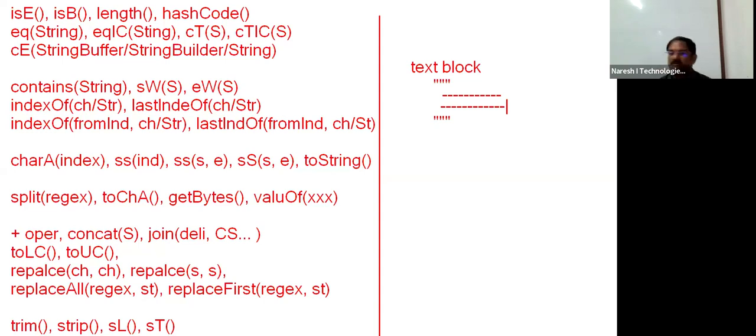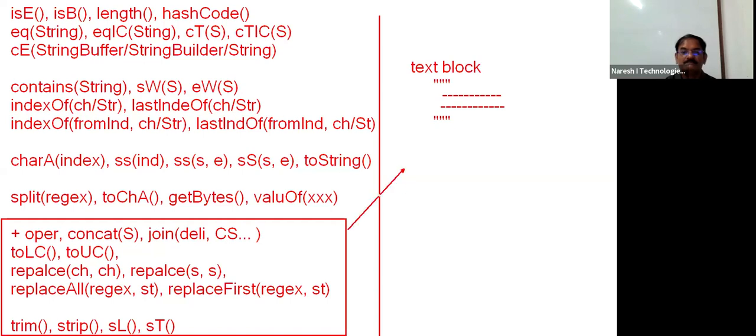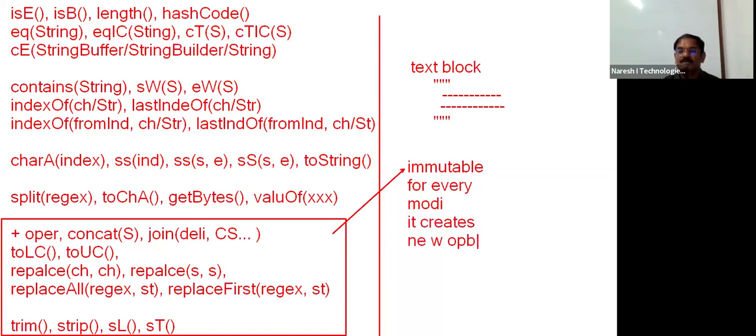Everyone completed? Tell me now. What is the problem in modifying? In all these methods, you have experienced one problem. Any of you can recollect? Actually, it is not a problem, but it is a problem. What is that? String is, Rajat, mutable or immutable? Because of immutable, what happened? For every modification, it creates a new object.